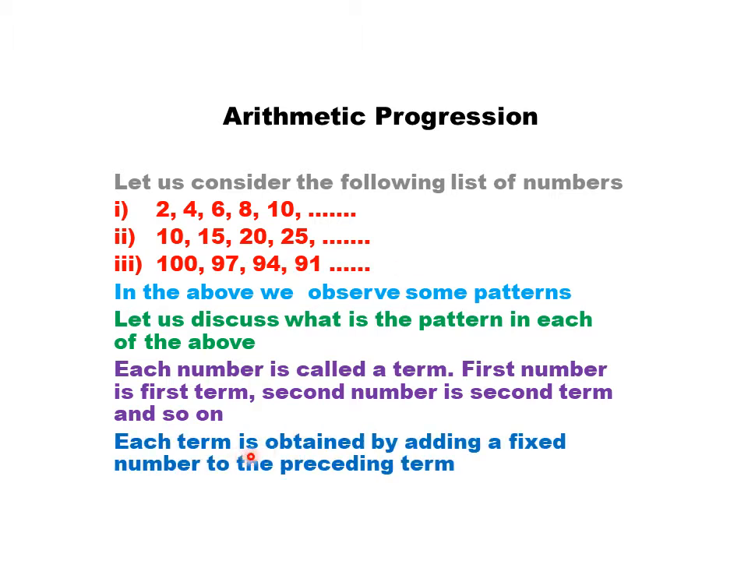So here each term is obtained by adding a fixed number to the preceding term. That is, here 4 is obtained by adding 2 to this term, and 6 is obtained by adding 2 to the second term, that is 4. 8 is obtained by adding 2 to the third term, that is 6. Like that, here 15 is obtained by adding 5 to this term, and 20 is obtained by adding 5 to the second term, namely 15, and 25 is obtained by adding 5 to the third term, namely 20. So each term is obtained by adding a fixed number to the preceding term.